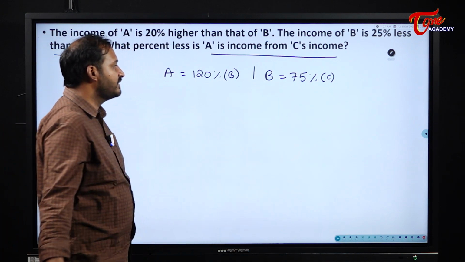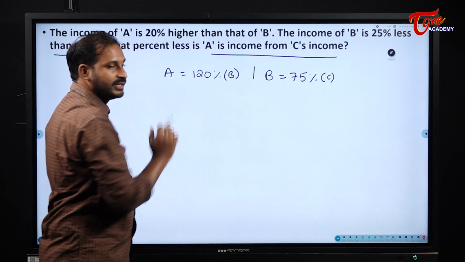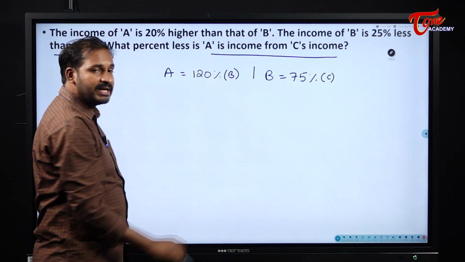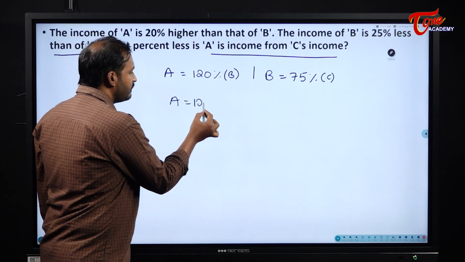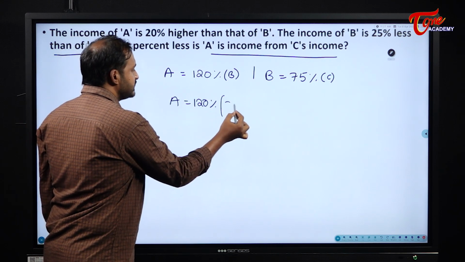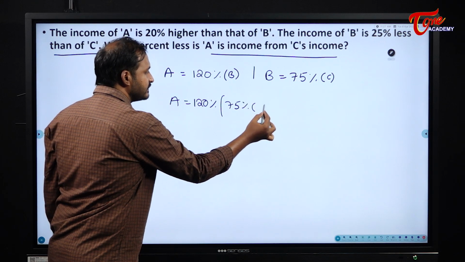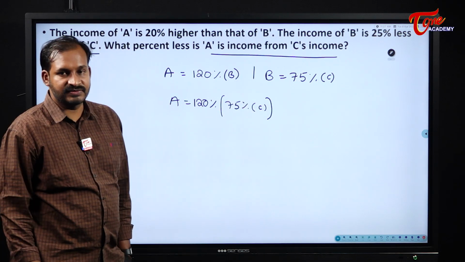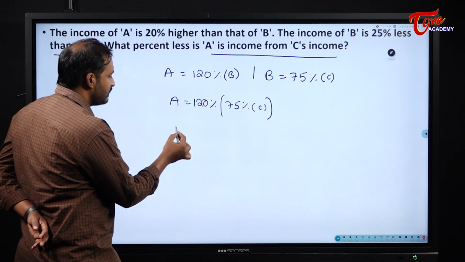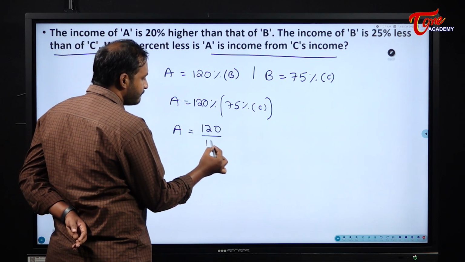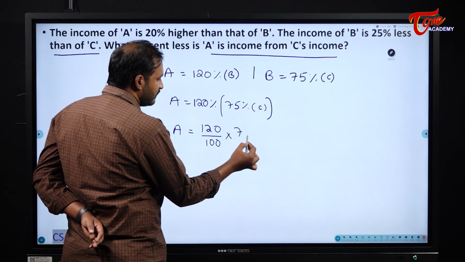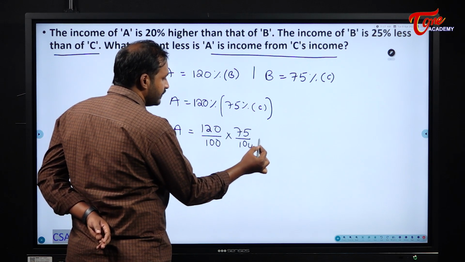Now, please observe here. If I substitute that B value here, now I need to compare A's income with C's income. So A value will become what? 120% of 75% of C. Now see here what I can write. A is equal to 120 by 100 into 75 by 100 into C.